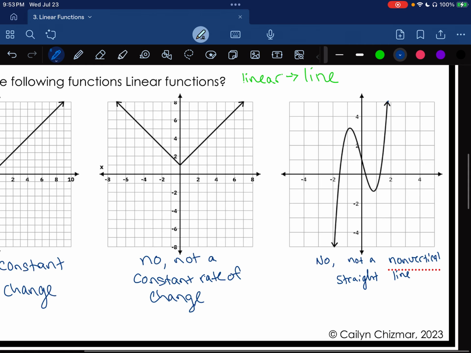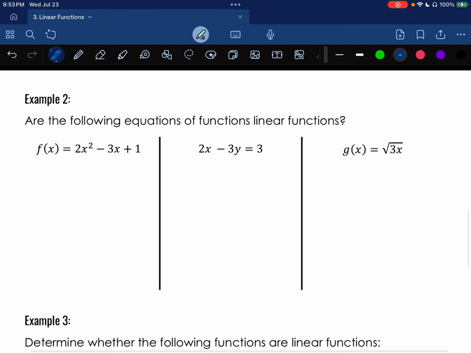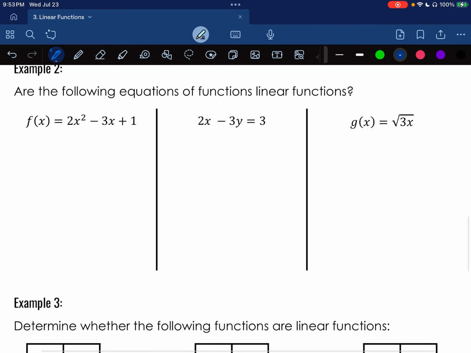So are the following equations of these functions here linear functions? What we're looking at here has to be able to be written as y equals mx plus b. So no funny business going on, right? No roots, no exponents on x, none of that. So this first one has a square right there on x. So this one can't be. So this one is not linear.